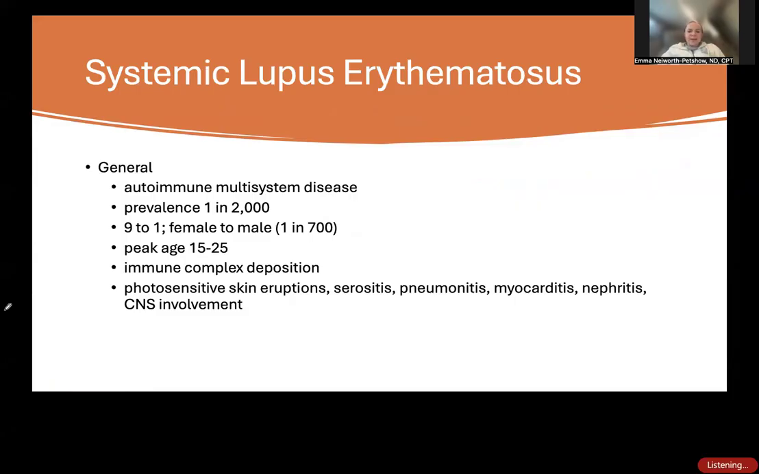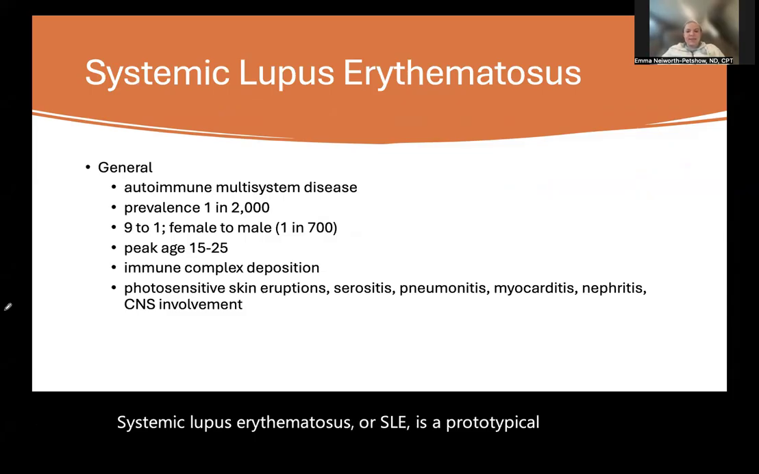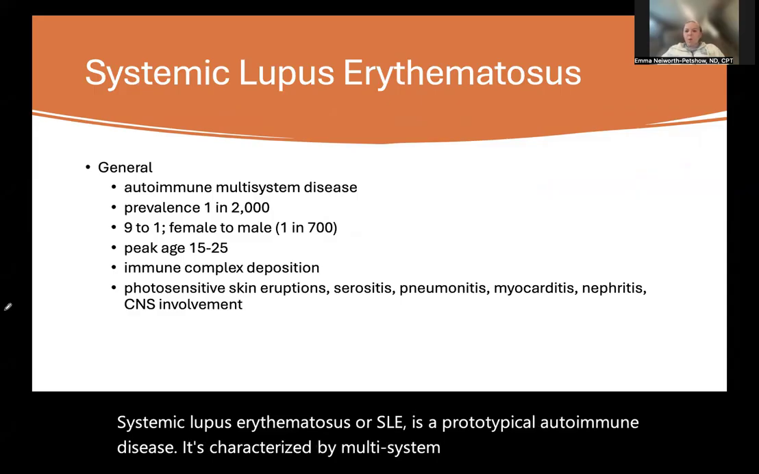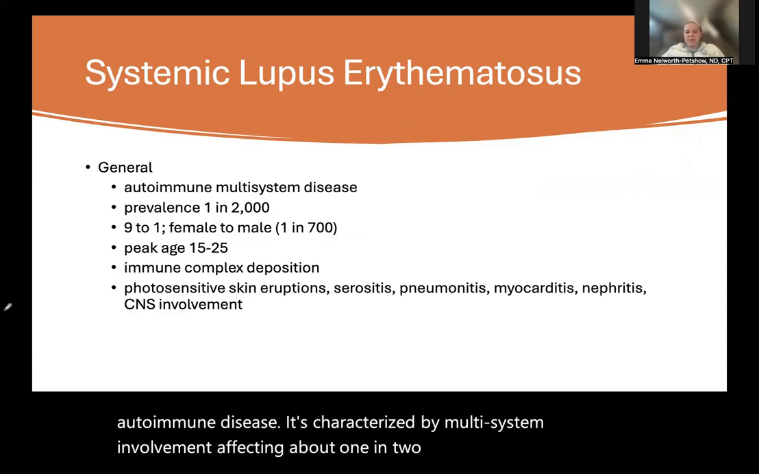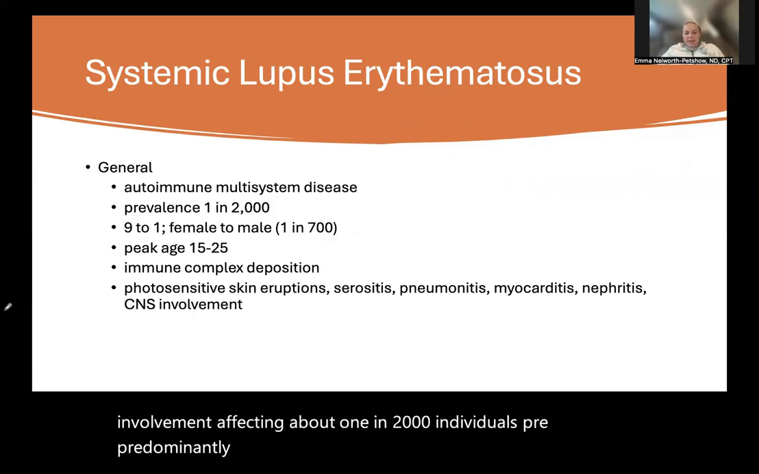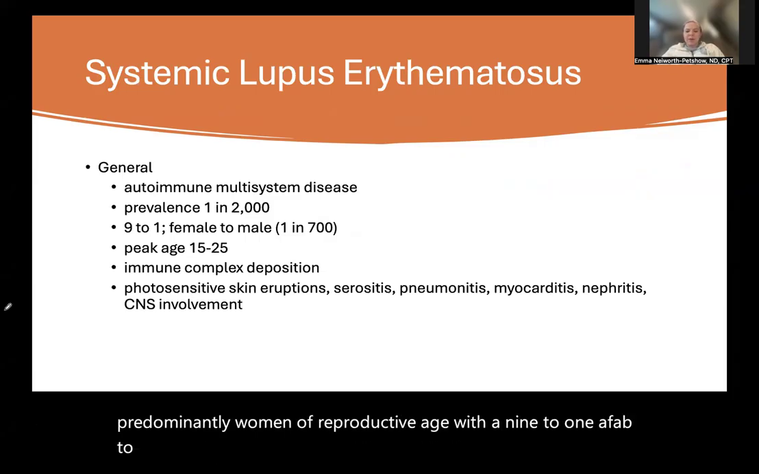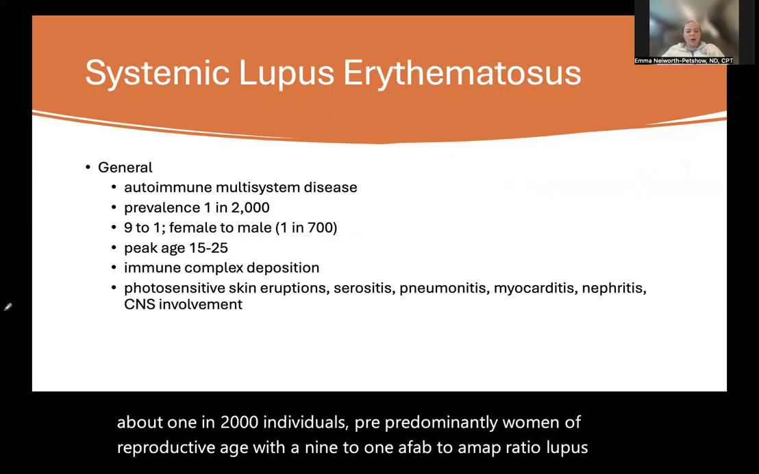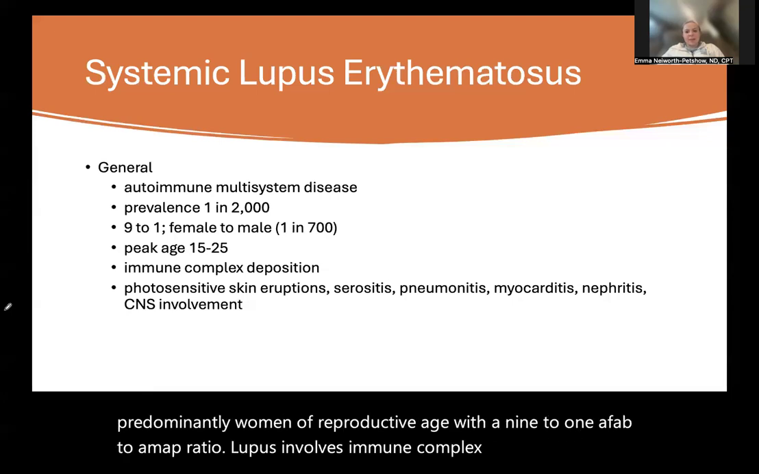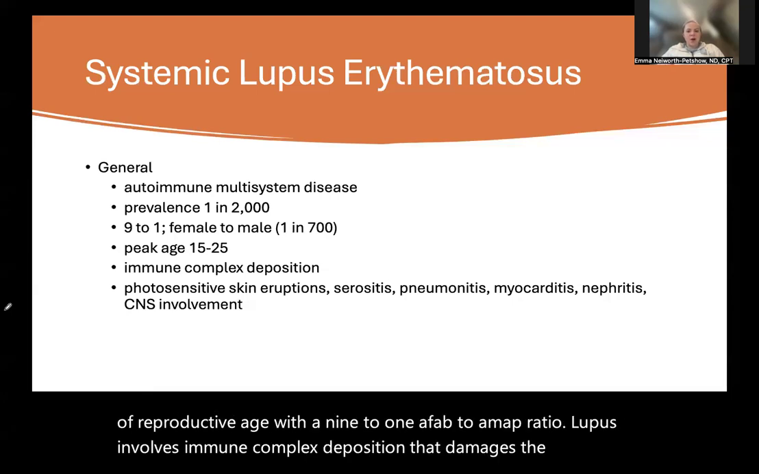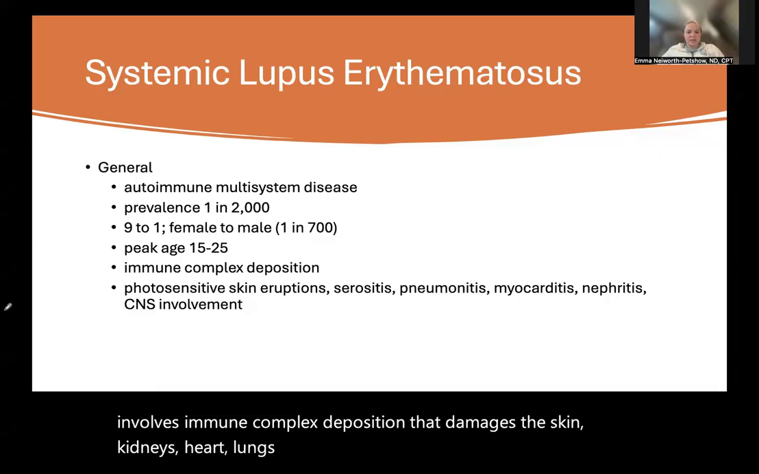Systemic lupus erythematosus, or SLE, is a prototypical autoimmune disease. It's characterized by multi-system involvement affecting about 1 in 2,000 individuals, predominantly women of reproductive age, with a 9 to 1 AFAB to AMAB ratio. Lupus involves immune complex deposition that damages the skin, kidneys, heart, lungs, and the central nervous system.